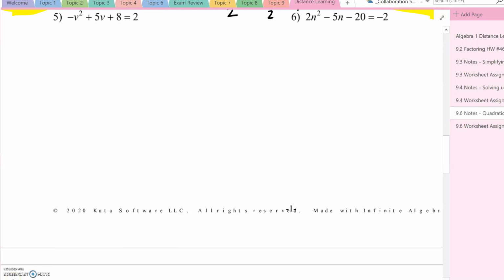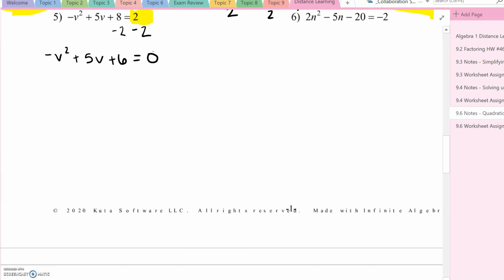Problems 5 and 6 here, we're going to practice the same concept of quadratic formula. I'm giving you all these example problems because they're all slightly different in terms of what your answer ends up being. So number 5, let's first get it set equal to 0. What do we need to do to move the 2 over to the other side? If it's a positive 2, let's subtract 2 from both sides. So we have negative v squared plus 5v plus 6 equals 0.